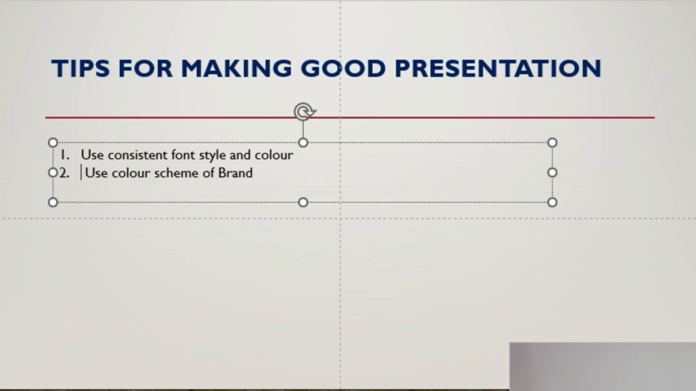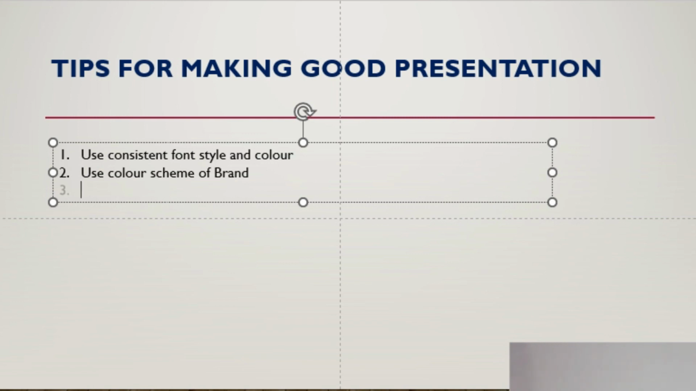Tip number 2 is use color scheme of brand. So friends, if you see any particular brand, maybe the popular banks that we have or the popular smartwatches that we have, or take any particular brand in any industry, they will be using certain colors. For example, ICICI uses majorly orange and dark blue color. Similarly, if your brand has a color, always try to use it while making your PPT.